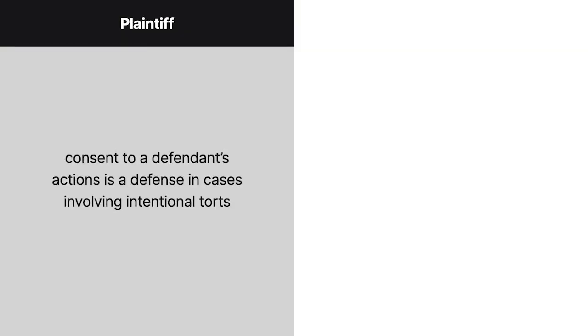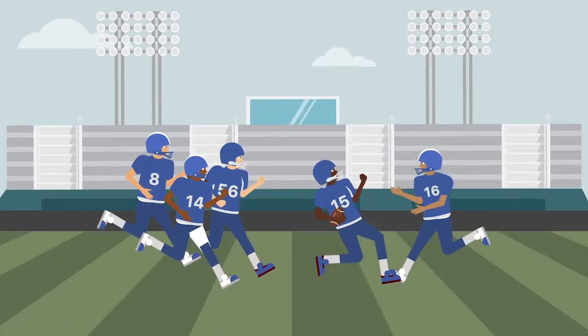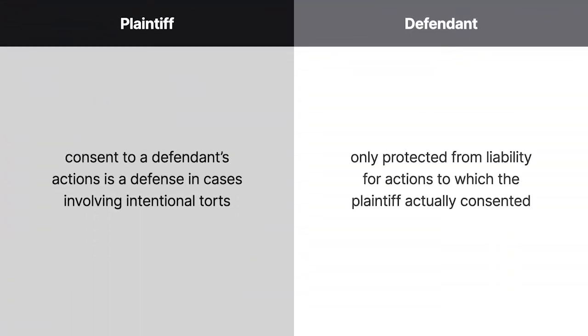A plaintiff's consent to a defendant's actions is a defense in cases involving intentional torts. For example, a plaintiff who willingly joins a game of tackle football can't sue for battery when another player tackles him, because the plaintiff consented to that contact. However, a defendant is only protected from liability for actions to which the plaintiff actually consented.